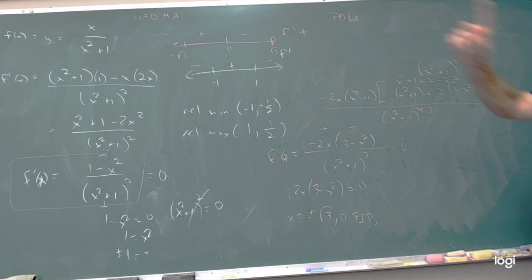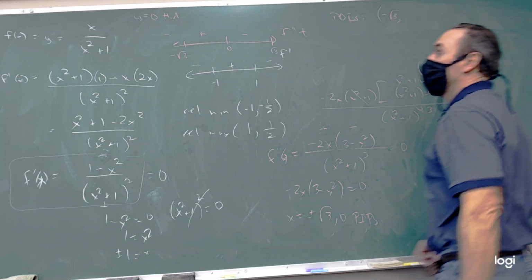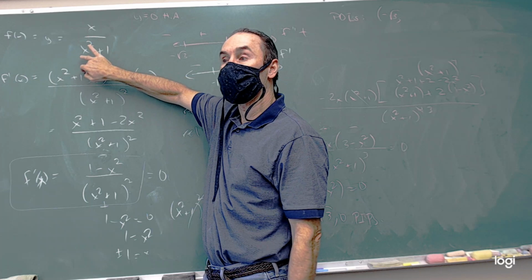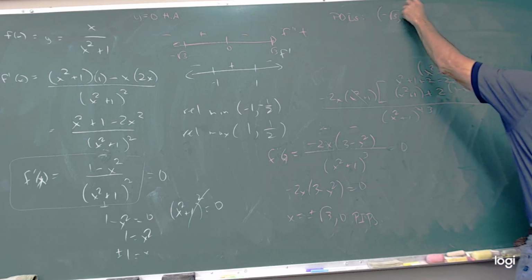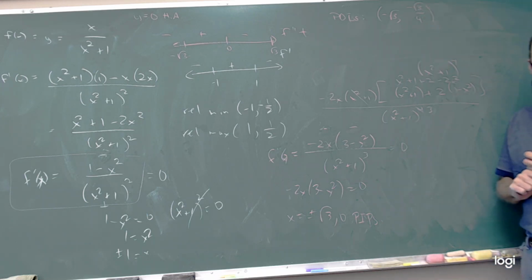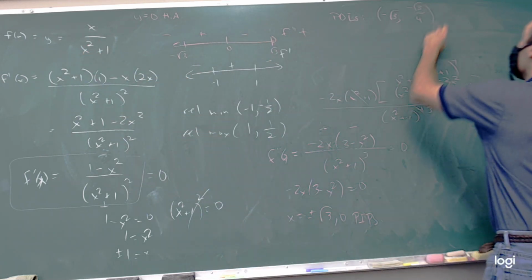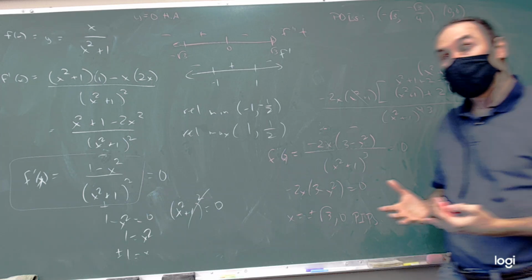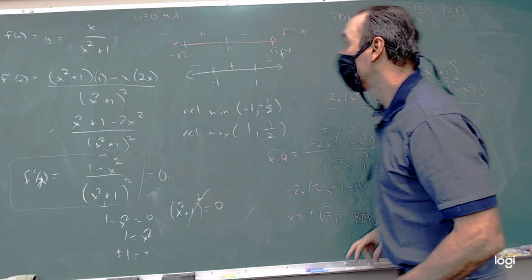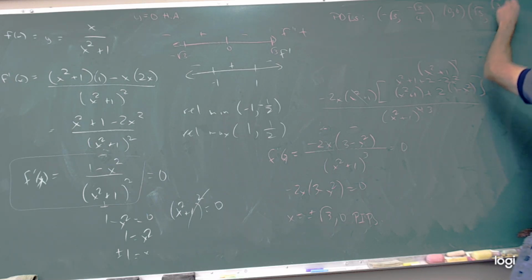And their y coordinates are going to come from the original function. So we plug in a negative square root of 3, and we're getting negative square root of 3. Negative square root of 3 squared is 3, plus 1 is 4. So it's negative square root of 3 over 4. Plug in 0. 0 over 1 is 0. So 0, 0 is going to be an inflection point. Plug in positive square root of 3, and we get square root of 3 over 4. So that is going to be another inflection point.